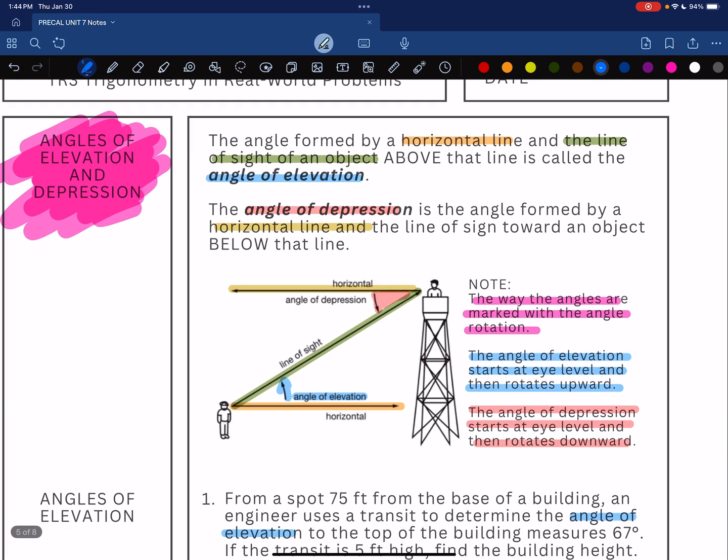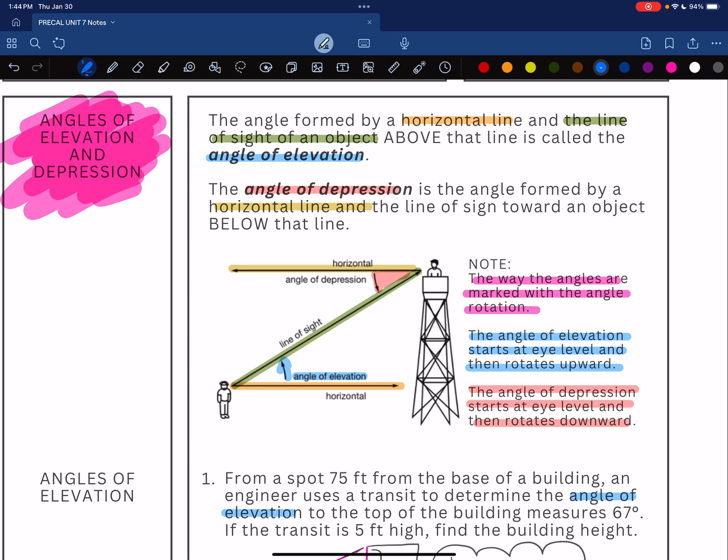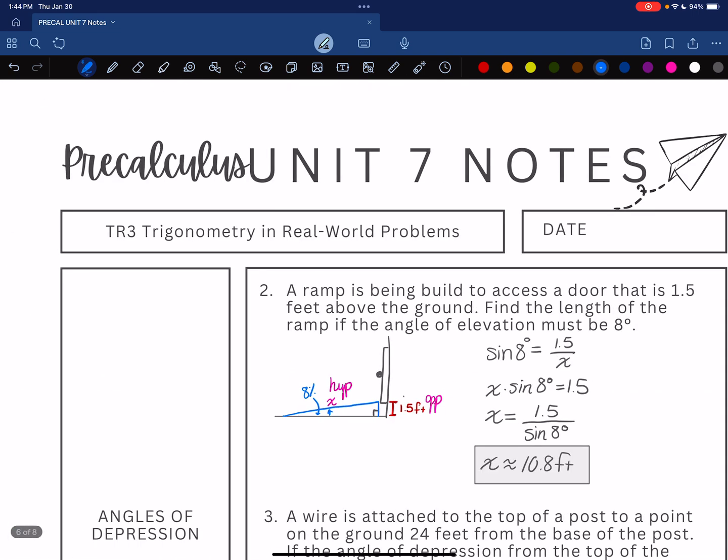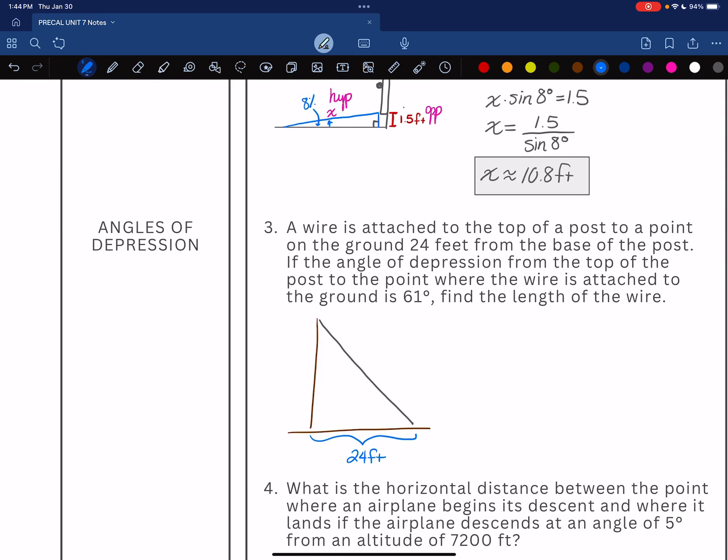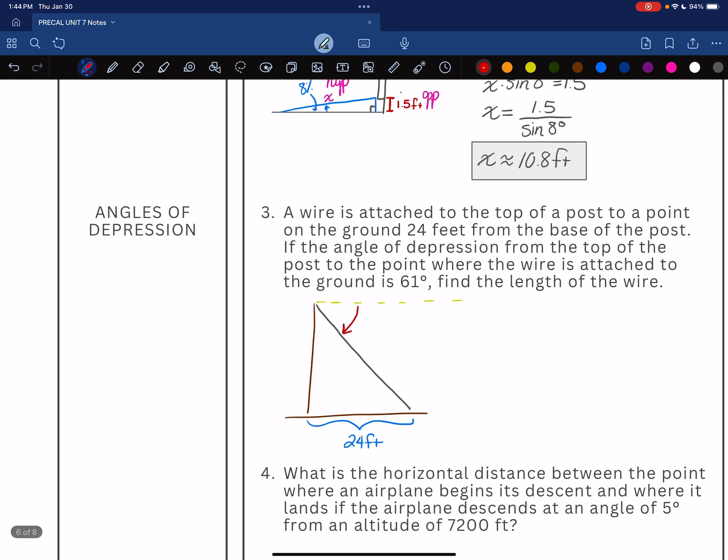remember, for an angle of depression, you've got to start horizontal and then tilt down. So the correct way to sketch this, ladies and gentlemen, is to start at your horizontal, your eyesight, and then rotate down from there. That is the angle of depression. That is 61 degrees. And I know that is actually not the triangle that is created with the post and the wire. So what do we need to do?